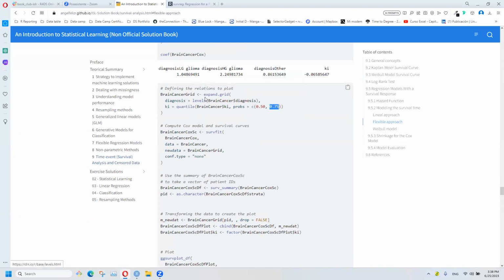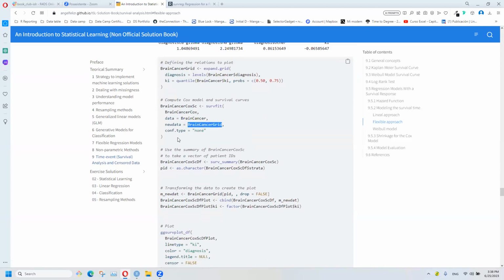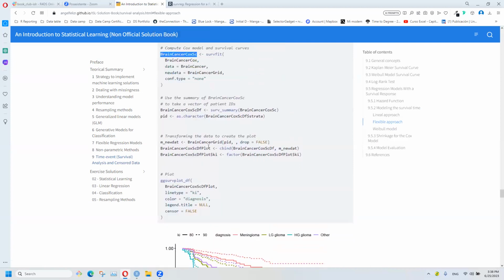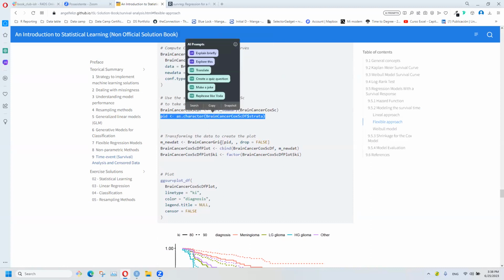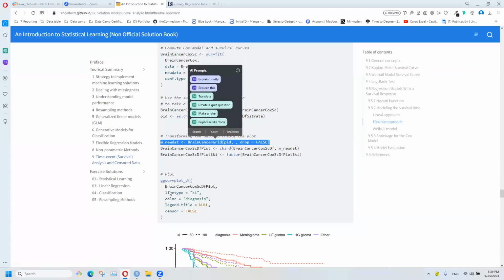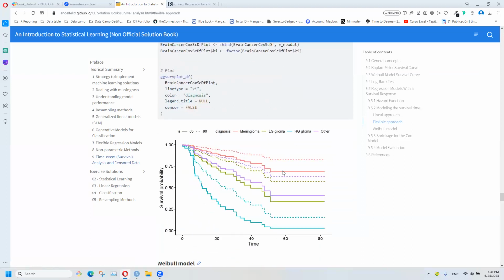Then you pass this output to the survfit function, with the data and also the grid. We don't need confidence intervals. Now that we have the model, we use summary to get the data. We pick it as character, create these little variables, and plot here. And we can see all the curves together.